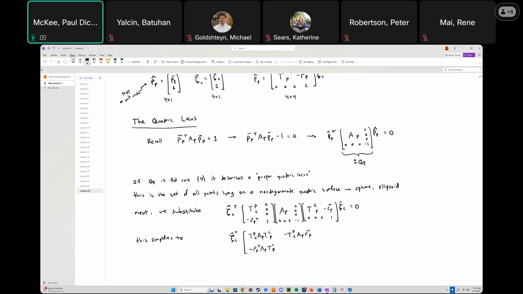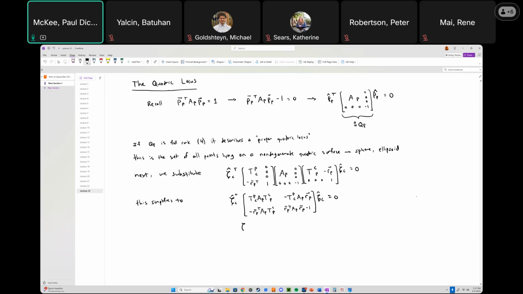And then finally, we get RP transpose AP RP minus 1, and then all of this times zeta C equals 0. So all we did was take those three matrices and combine them analytically. But this simplifies even further to zeta C transpose, get what?